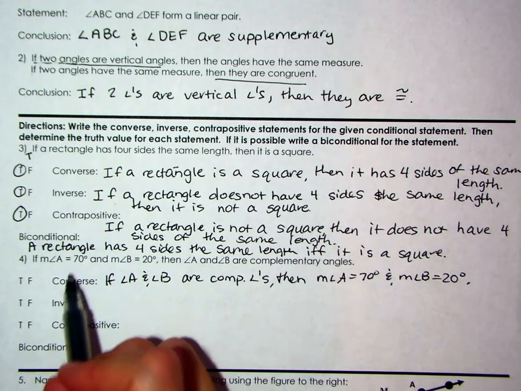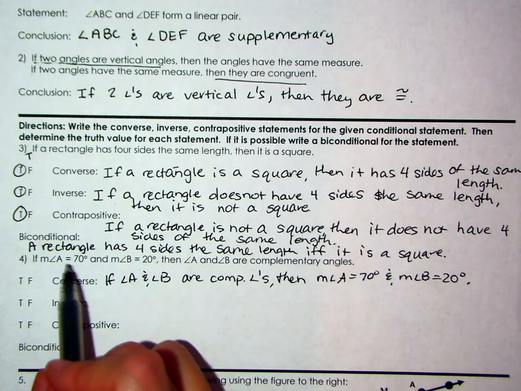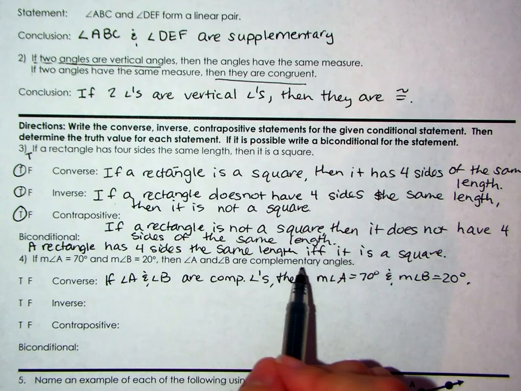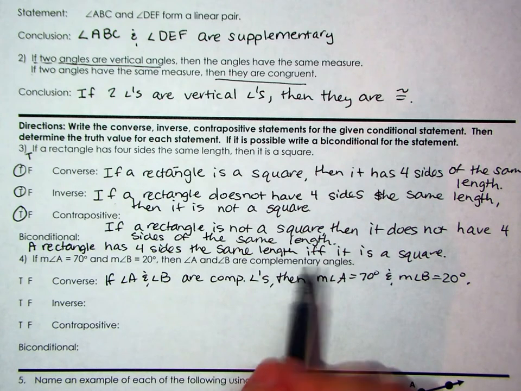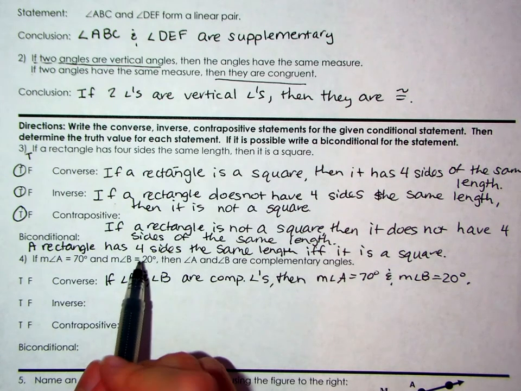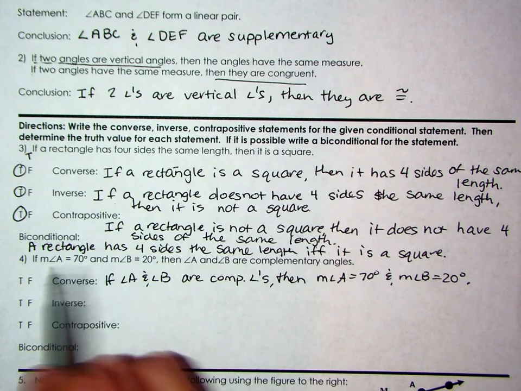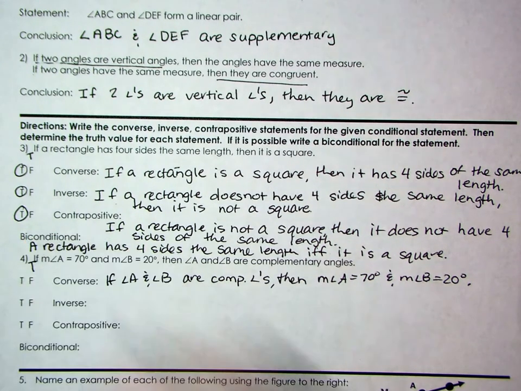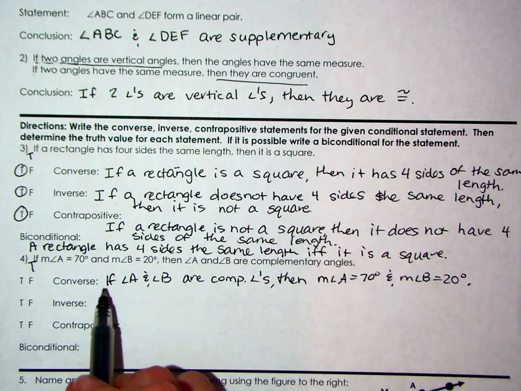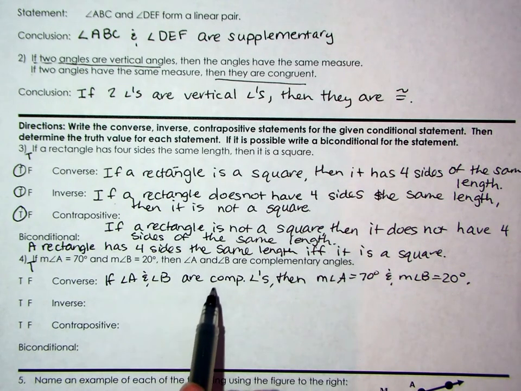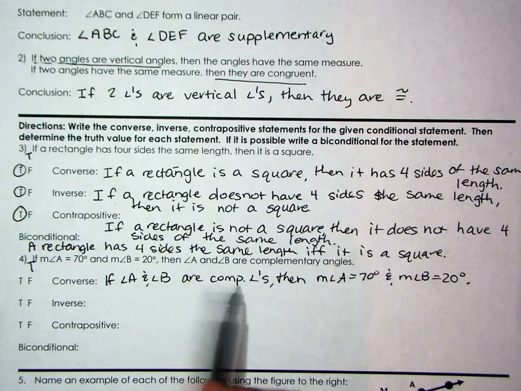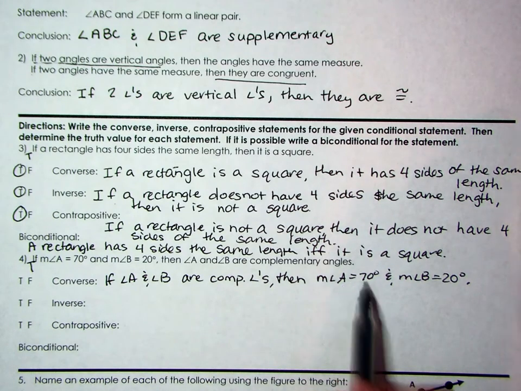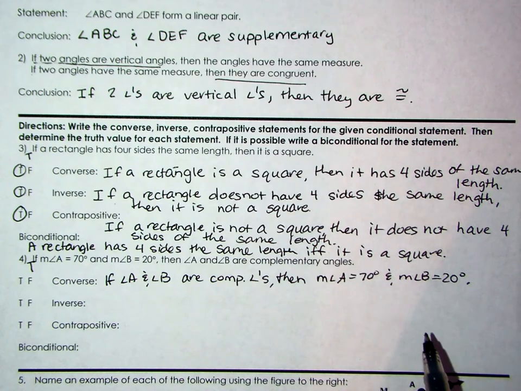Now, let's look at the original statement here. The original statement says if the measure of angle A is 70 and the measure of angle B is 20, then they are complementary. The definition of a complementary angle is that these would add up to be 90 degrees. So if that is exactly what measure of angle A and B are, they would be complementary. So the original statement is true. However, if we look at the converse, if we know A and B are complementary angles, that's given, that's a fact, then it must be the case that A is specifically 70 degrees and B is 20 degrees.